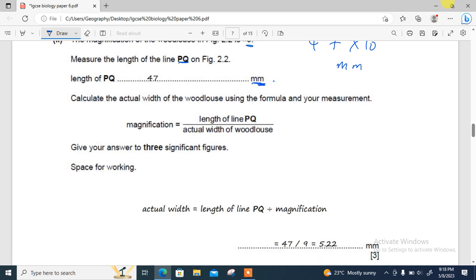Now they say calculate the actual width of the woodlouse using the formula and your measurement. So magnification, the formula is now given. See what I told you, formula is given. So magnification is equal to length of line PQ, which we measured to be 47, divided by the actual width, which is what we are looking for.